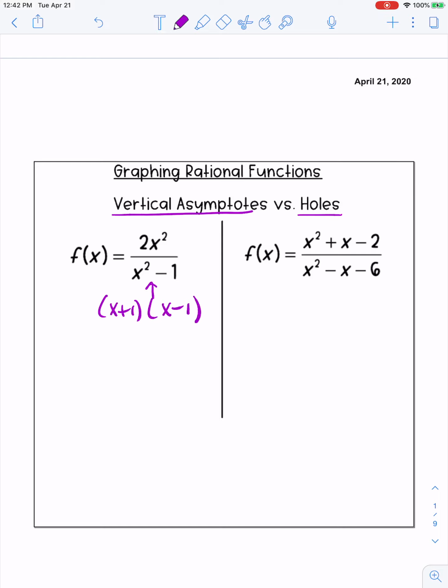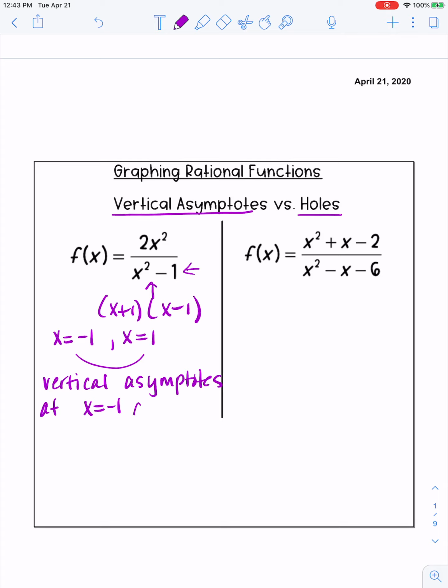So I see that when I factor this, I will have a situation that creates 0 in the denominator when x equals -1 or when x equals +1. Either of these solutions will give me a 0 in the denominator and make this undefined. So that means I have vertical asymptotes at x equals -1, which is a vertical line, and at x equals +1, which is also a vertical line. And we would draw those with dashed lines.